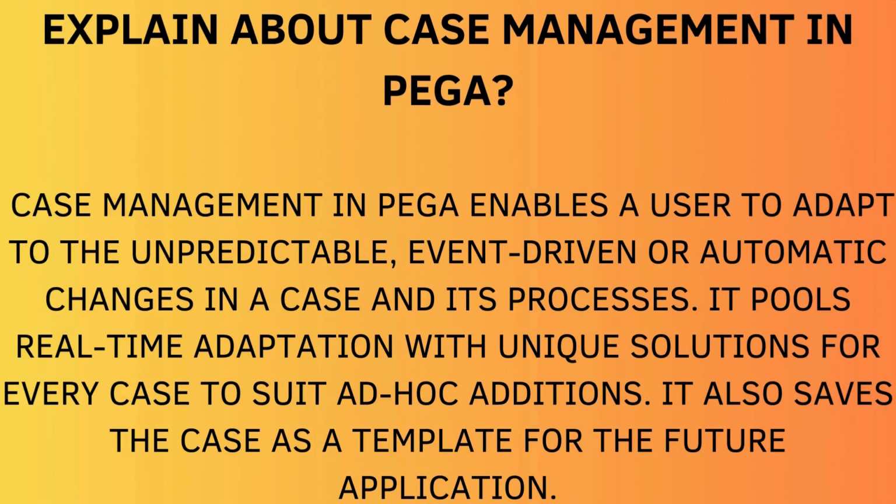Explain about case management in Pega. Case management in Pega enables a user to adapt to the unpredictable, event-driven or automatic changes in a case and its processes. It pools real-time adaptation with unique solutions for every case to suit ad hoc additions. It also saves the case as a template for the future application.